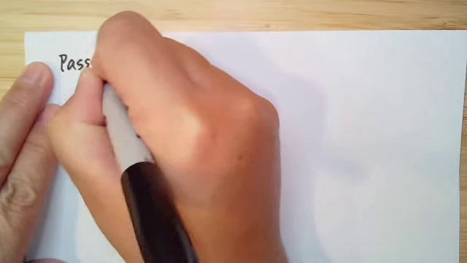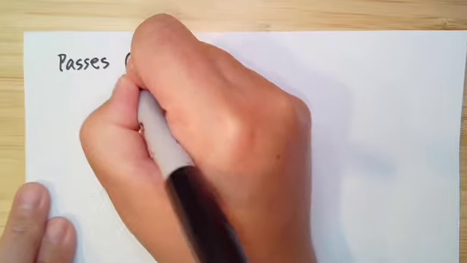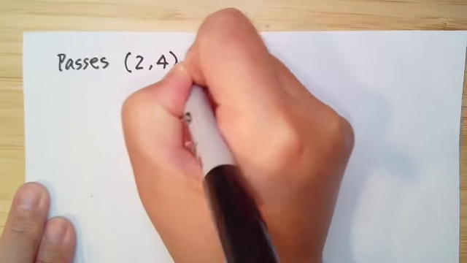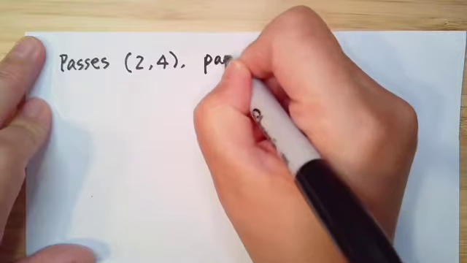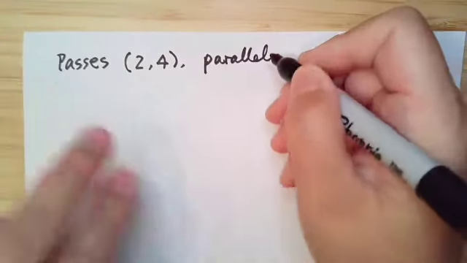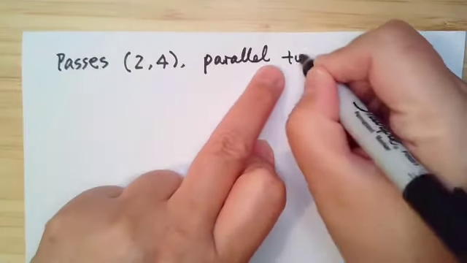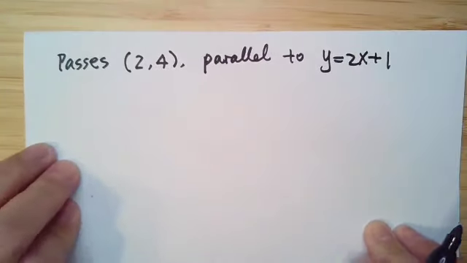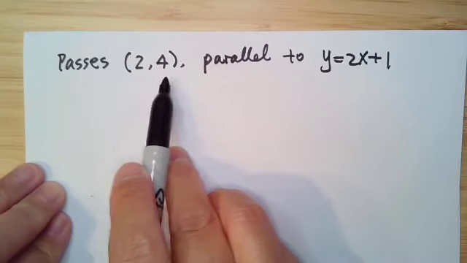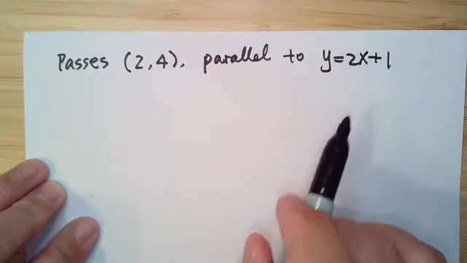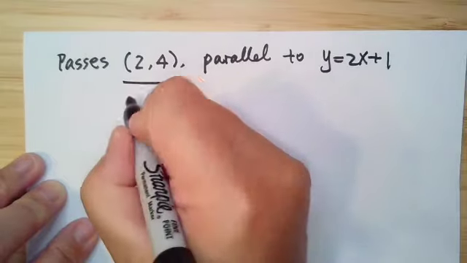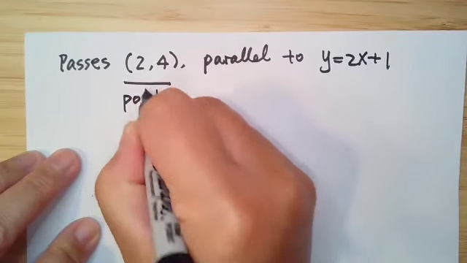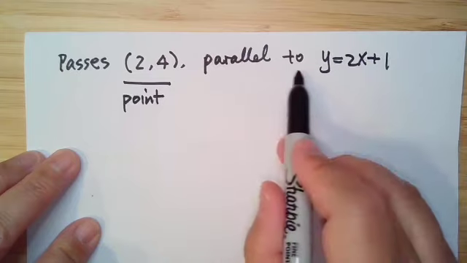After we know this, you're going to see a lot of math questions like this. I will ask you to write the linear equation that passes through a point (2, 4) and is parallel to y equals 2x plus 1. Can you write the equation of the line that passes through (2, 4) and is parallel to this? We know a point. This is the point.